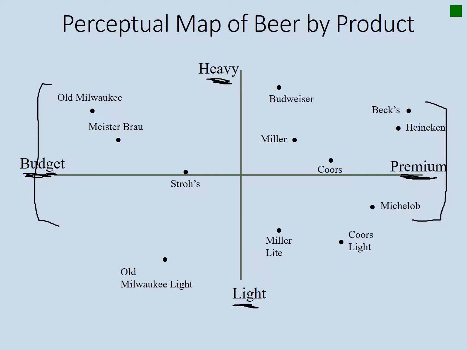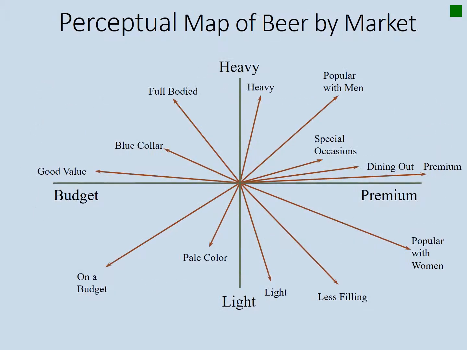We would do market research. We would measure our consumers' perceptions of these brands and then place them on here. So this is an example of the determinant attributes of budget versus premium, some type of pricing issue, and then product feature would be heavy or light. And then we've gone out and collected the data, and we've mapped it.